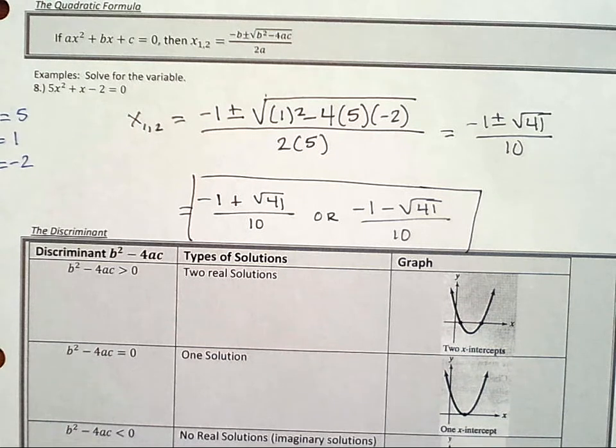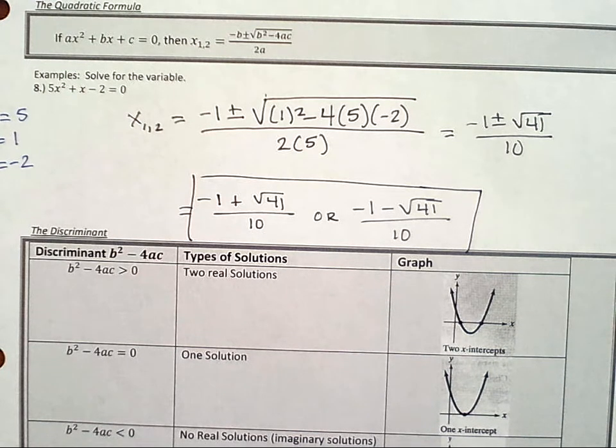But I could write this as f of x equals, I'll just do the 5x squared plus x minus 2. If I set this equal to 0, or if I don't do the function notation, I have this equal to 0, that means f of x equals 0, right? Which means I'm saying y equals 0. Y equals 0 on the x-axis, right?